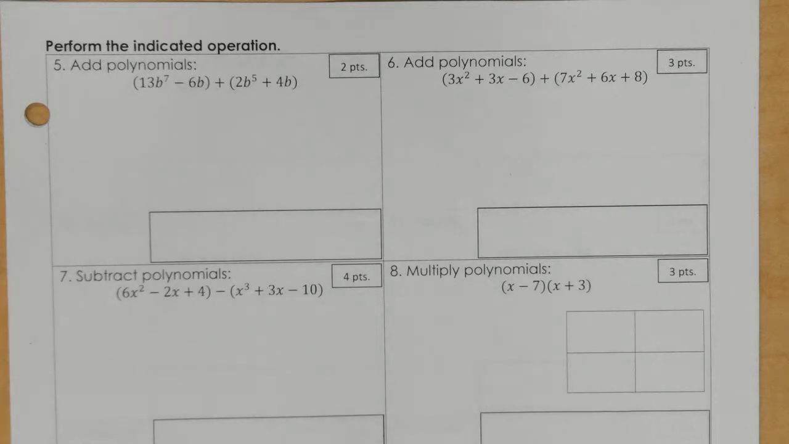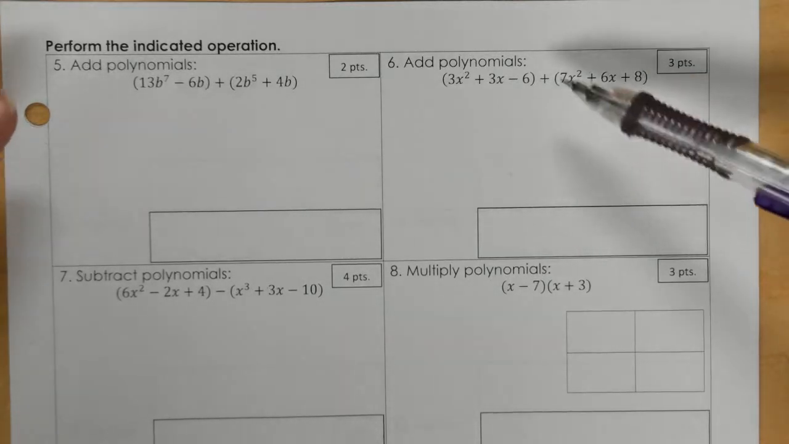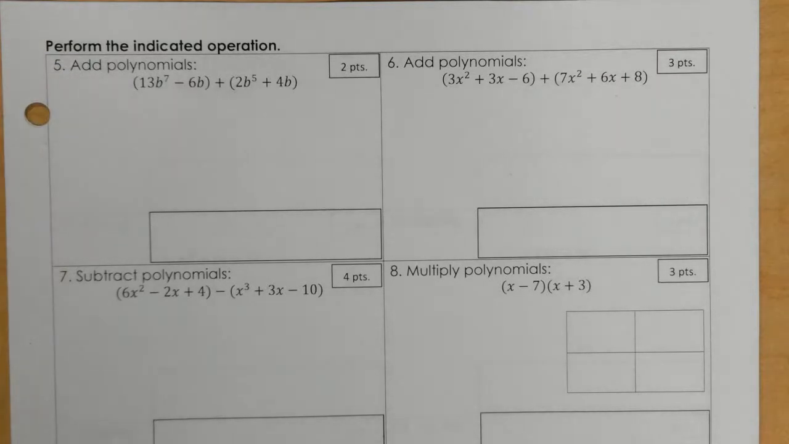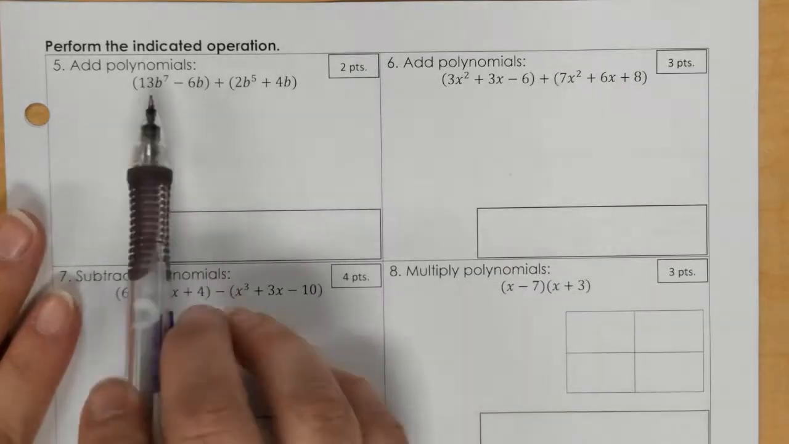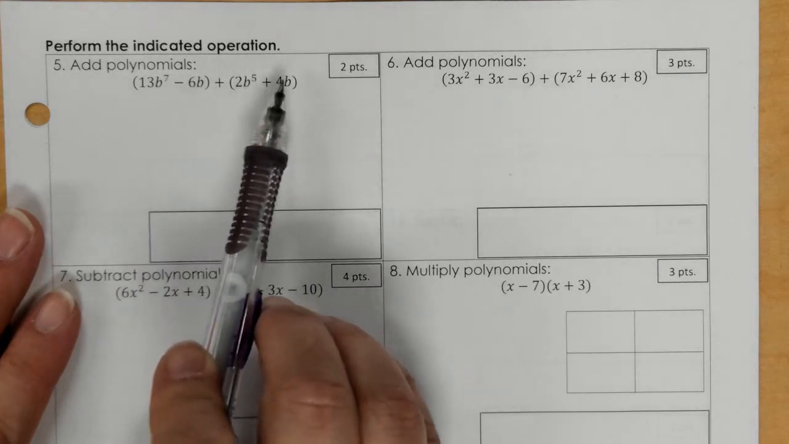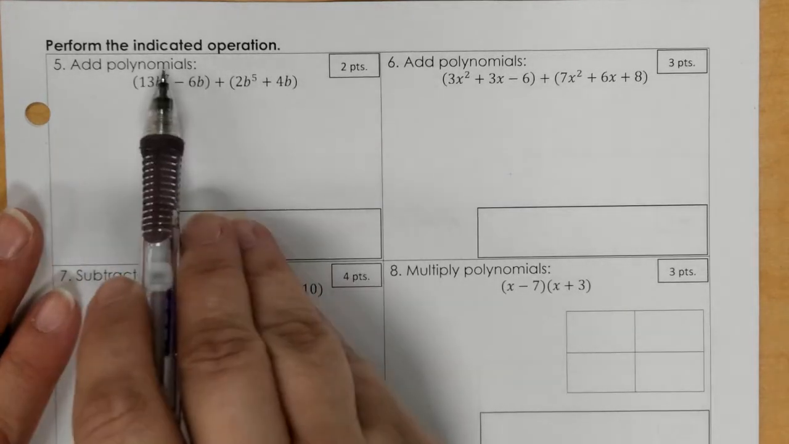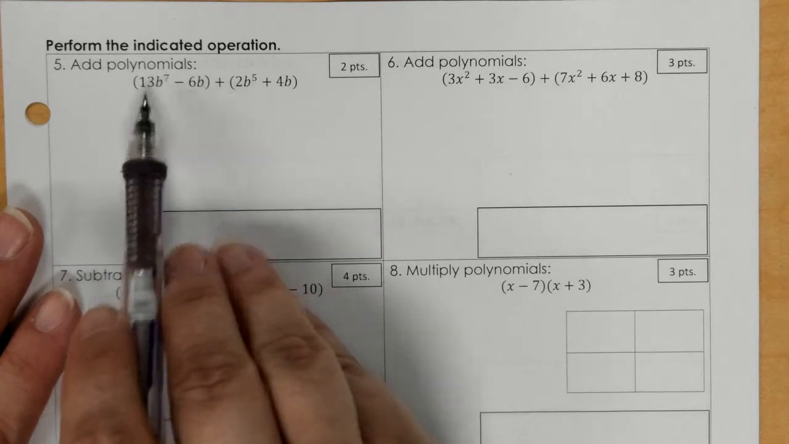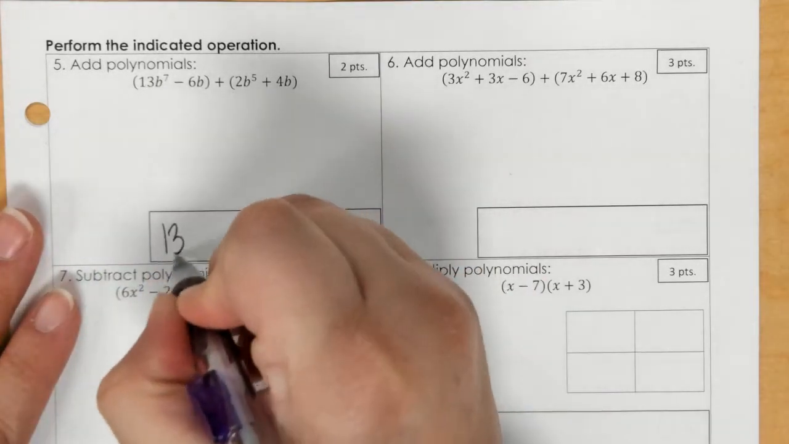For number 5 and number 6, you're adding polynomials. So for both of these problems, you're just combining like terms, and you're going to start with your highest exponent that you can. So I'm looking to see, I have a 7, and that's my highest exponent. And there's no other term that I can combine with. So I just bring that down.